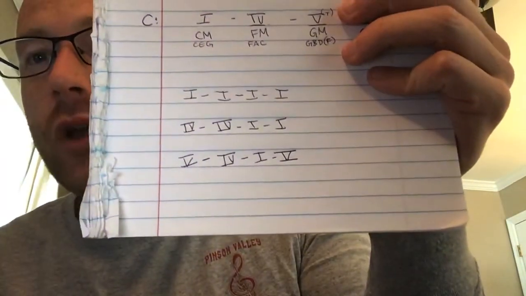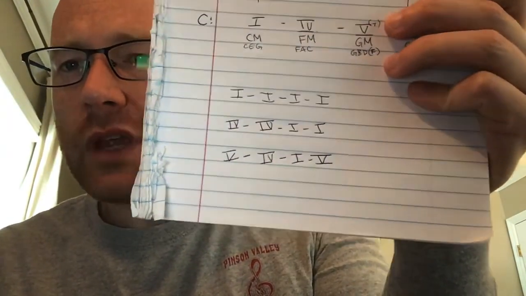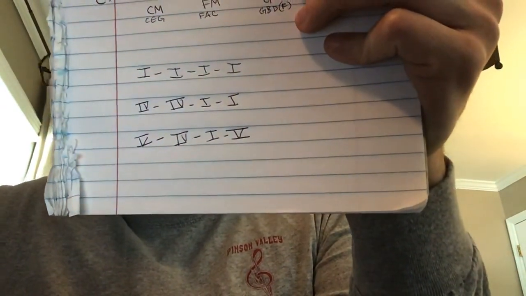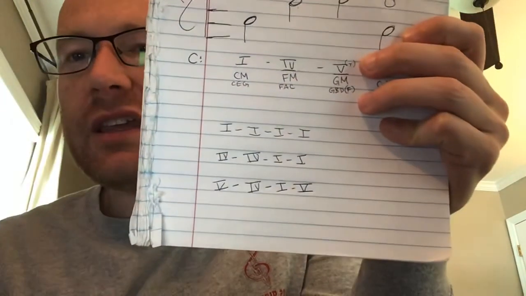4, 1, 5. And you go, well, wait a minute, are we ending on a 5? Well, that's okay. The idea is that you could repeat it and keep going.